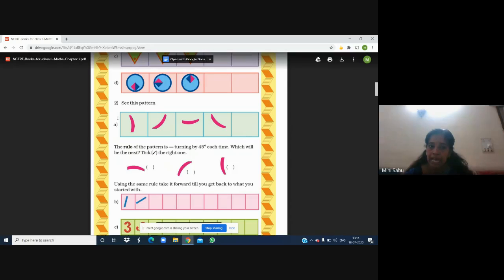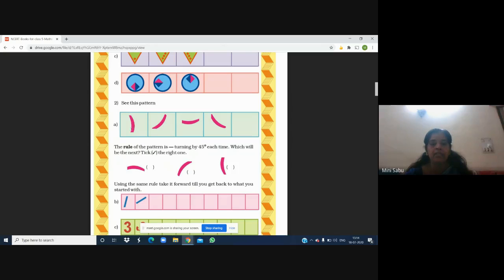Okay. Center. As I told you, this is half of 90 degree. That means it is a 45 degree turn. The rule of the pattern is turning 45 degree each time, and that too in the clockwise direction. Okay, which will be the next? Tick the right one. If it is here like this, what will be the next? This point will come to the center. So this will be the answer. Okay, in the book you can draw F very easily.